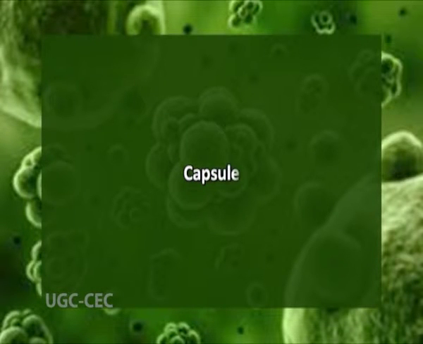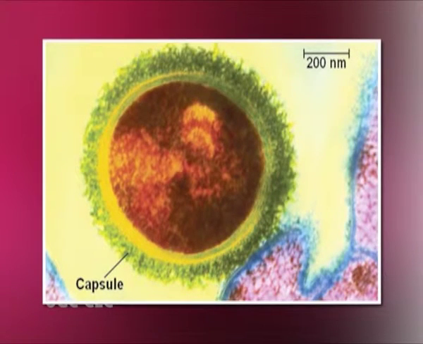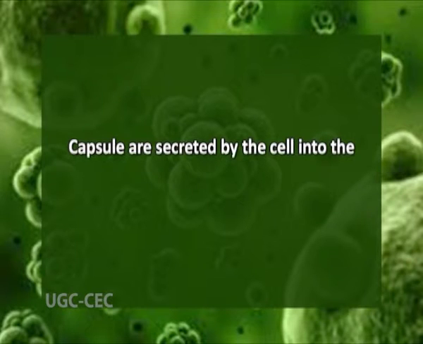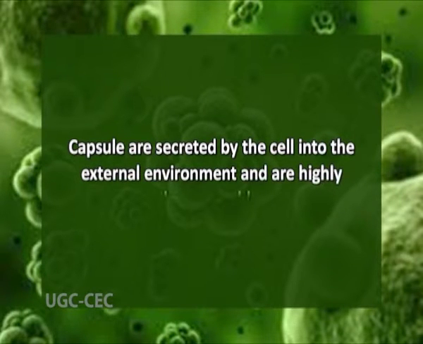Now we will discuss capsule. Capsule is the outermost layer of the bacteria. It is a condensed, well-defined layer closely surrounding the cell. They are usually polysaccharide, and if polysaccharide envelopes the whole bacterium, it is capsule, and their production depends on the growth conditions. They are secreted by the cell into the external environment and are highly impermeable.